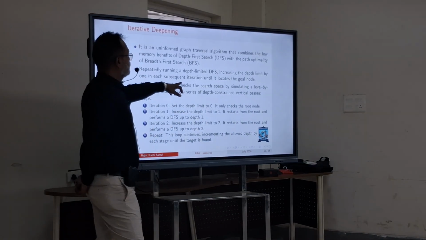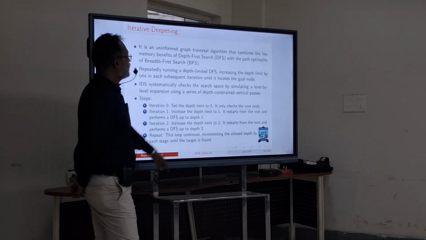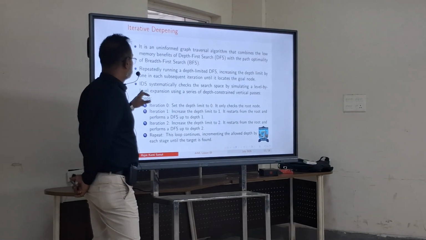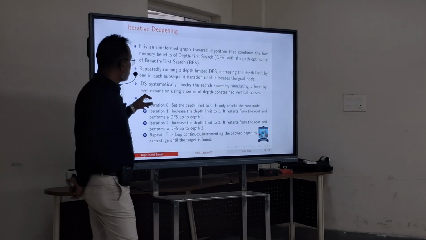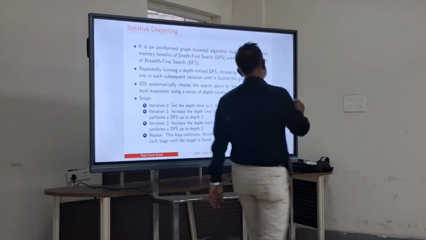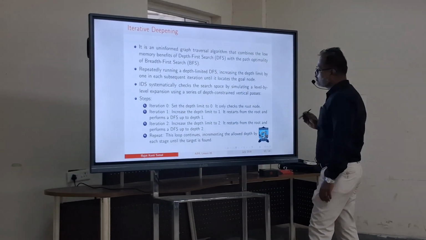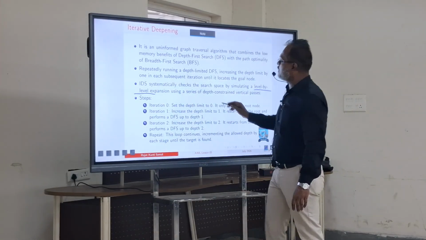Iterative deepening DFS increases the depth limit by 1 in each subsequent iteration till it locates the goal node. Iterative deepening search systematically checks the search space by simulating a level by level expansion. So we go into depth, but we do it level by level.